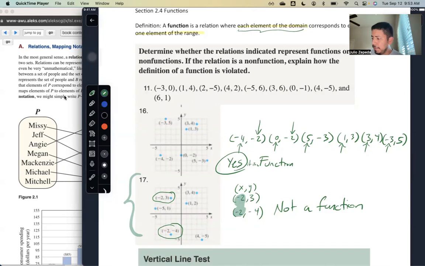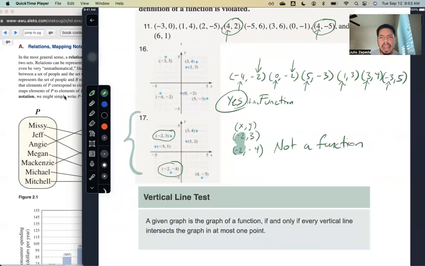Number 11, hopefully you paused the video and tried it. We can take a close look. This would not be a function because here we have an element in the domain, 4, that is paired with multiple elements in the range, -5. So this is not a function.